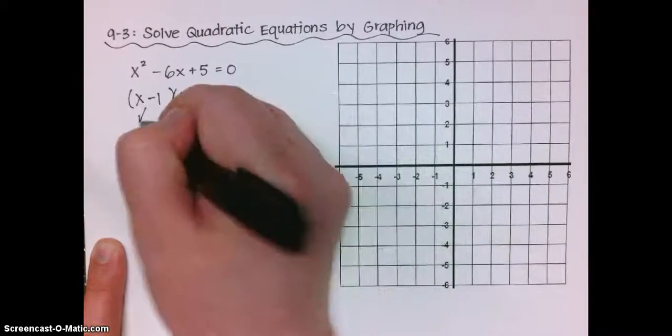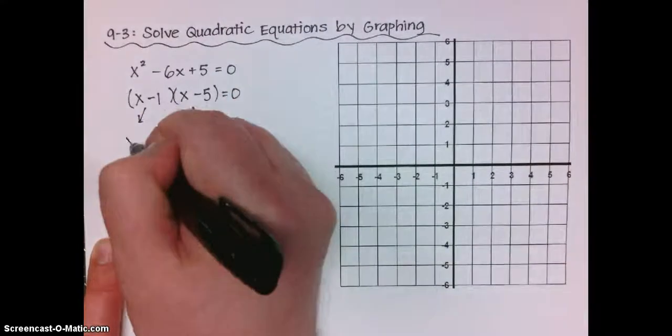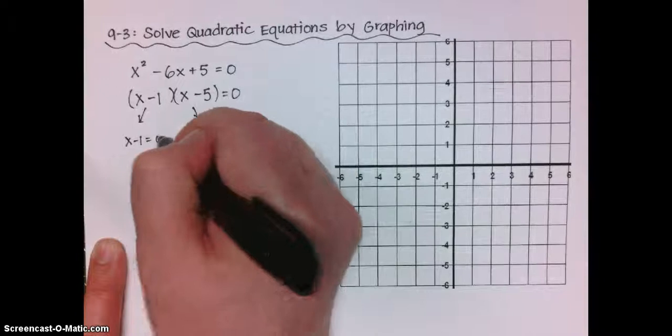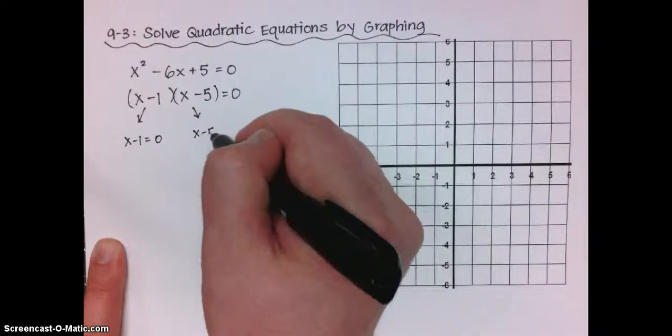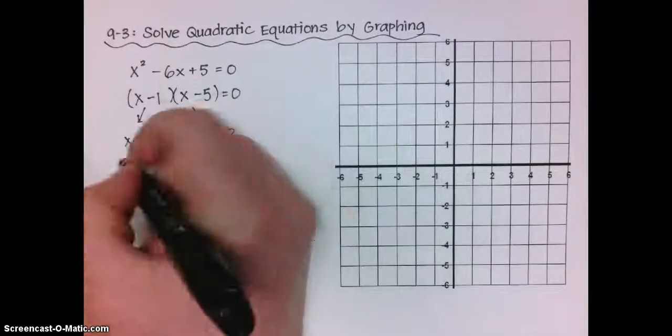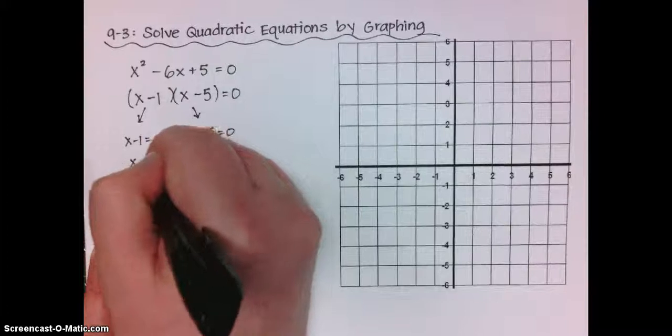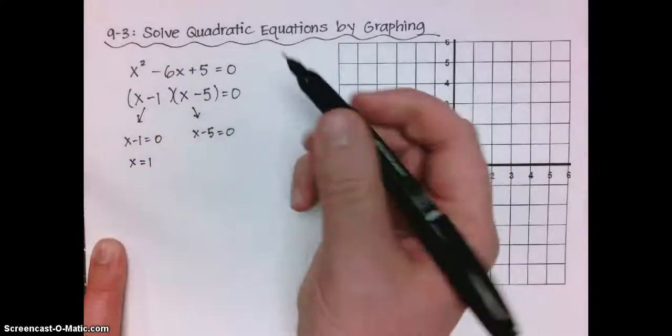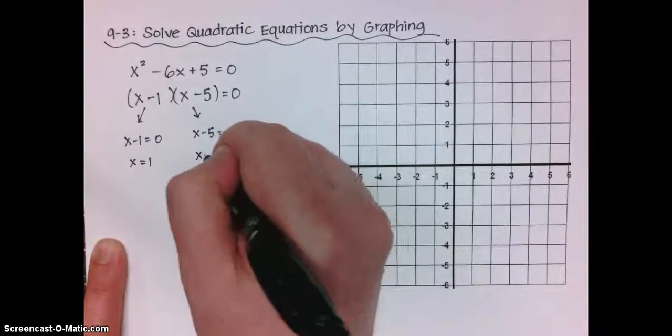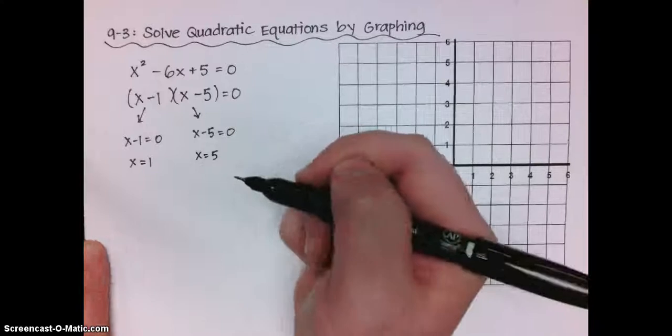Then I could split these and I would have x minus 1 is equal to 0 and x minus 5 is equal to 0. And to solve that, I would move it to the other side. So x would equal 1. That would be one of the solutions. And x would be equal to 5. That would be a second solution.